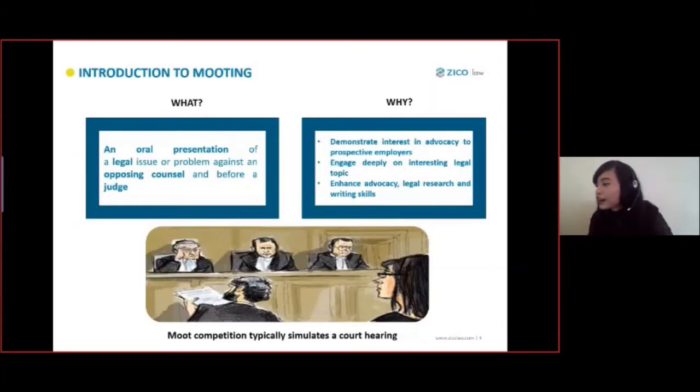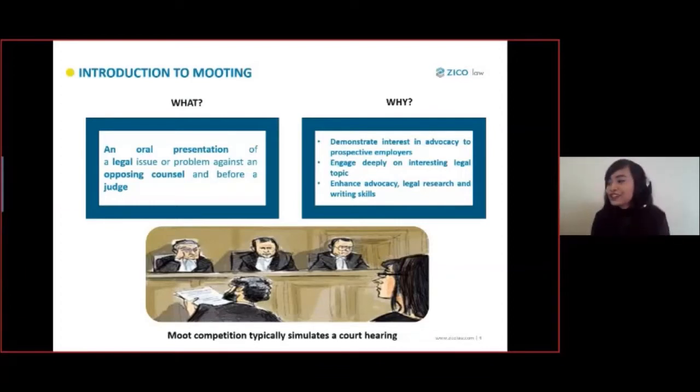Now secondly, the second benefit of why you should join mooting is because you can debate on legal topics with interesting people. I mean, it's not every day that you get to debate on legal topics with judges, arbitrators, or lawyers. So mooting is really a platform if you're a legal junkie or if you just want to test out your legal knowledge, then mooting is definitely a place to go.